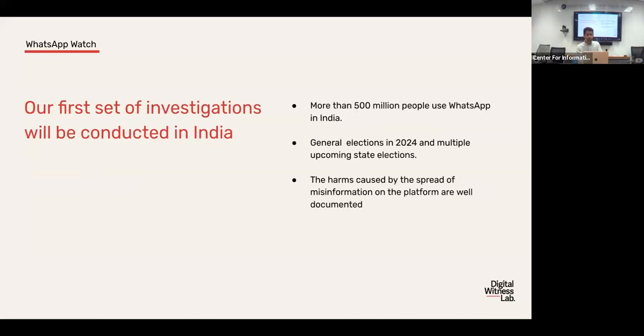So, as I said, we're starting with India because it's one of the biggest populations. More than 500 million people in India use WhatsApp, apparently. General elections are coming up next year in 2024, with lots of state elections coming up as well. So it feels like a good time to study the role of the platform in elections. And from 2019, when the last Indian elections were, it is clear that the platform had a huge influence on the way people got information, and there was lots of harm and calls for inciting violence that took place through the platform.